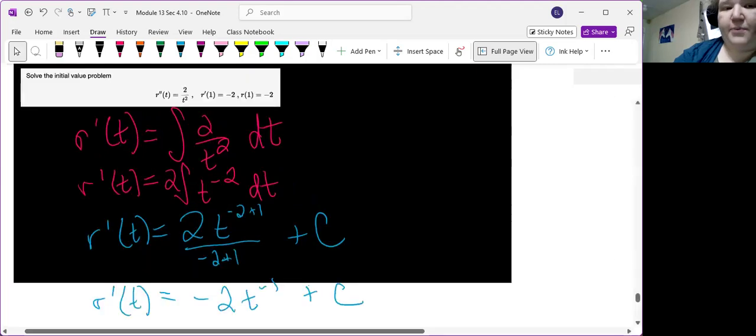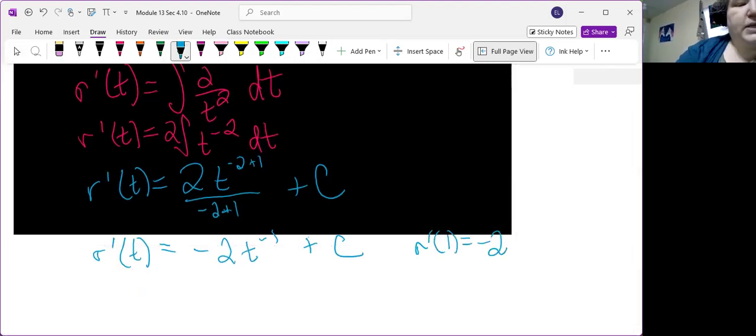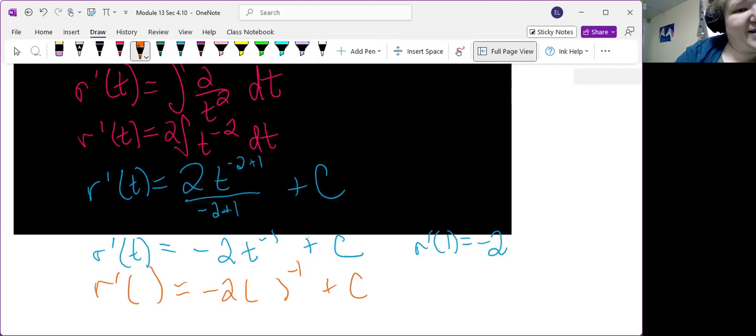Now I look back, they told me r prime of 1 is negative 2. So I'm going to take my r prime of t, and that's why they told us it was the derivative, so we could solve for this c, and then we'll solve for the other one later. Sometimes, though, you actually just have to play around with the original function and solve for both of them from there because that's what you had. Right, r prime of 1 equals negative 2 times blank to the negative 1 plus c. So notice we don't get 0 as our starting value because we had over t squared. 0 is not a good number for that.